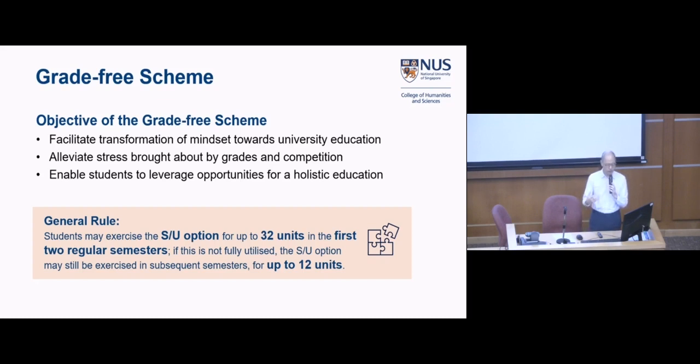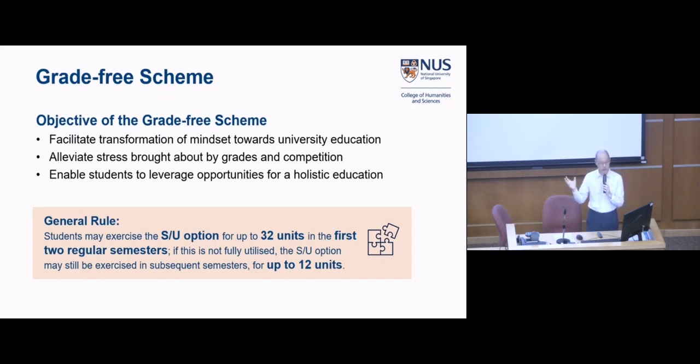And we also want students to use their university education to explore many different topics and many different fields beyond their major as well. So in order to alleviate the anxiety and stress that the grade point average might cause for students, the university introduced this grade-free scheme, which basically consists of what's called the SU option, right? The general point about the SU option is that students will be given a certain number of units for which they can exercise the SU option during their first 2 semesters.